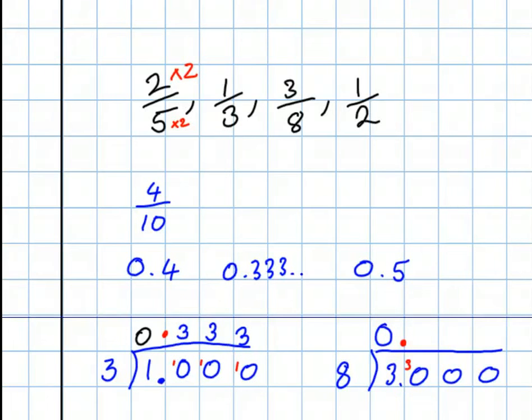8's into 30, go 3 times, remainder 6. 3 8s are 24. 30 take away 24 is 6. 8's into 60. That might be quite difficult for some of you. The nearest multiple of 8 to 60 is 56, and that's 7 8s. So the remainder is 4. 60 take away 56 is 4, and then 8's into 40, go 5 times. So I haven't left myself enough space here, so I'll just move that, and we'll squeeze in 0.375.